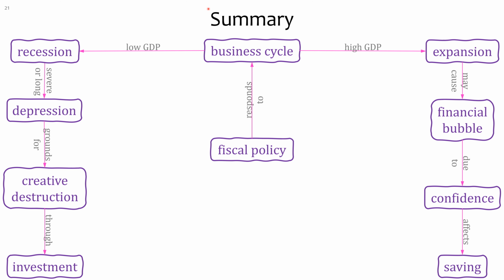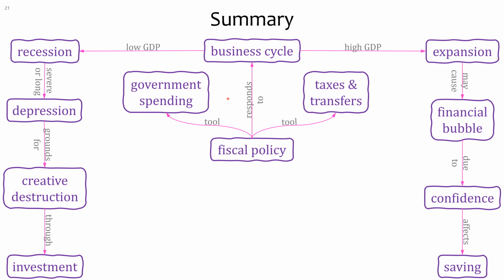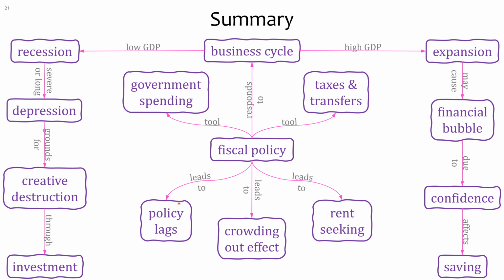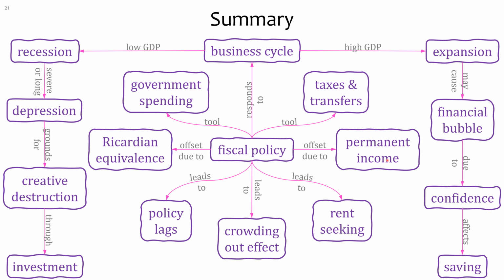Then we have fiscal policy, which is meant to respond to the business cycle and mitigate it, lower it, reduce it. And the main tools for that are government spending and taxes and transfers. But it leads to policy lags, crowding out effect, and rent seeking because of the Ricardian equivalence and the permanent income. And I would emphasize the concept of fiscal policy, of course, as well as recession.